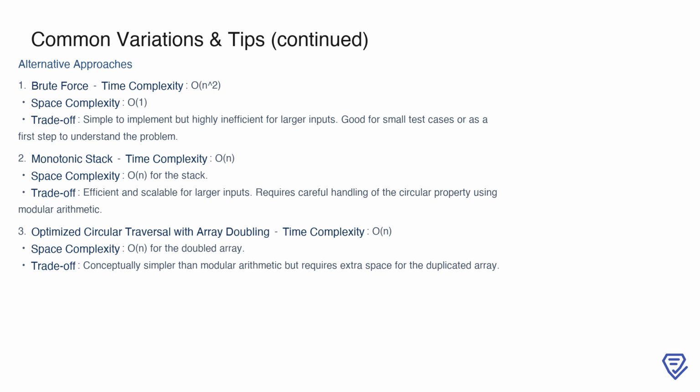This method is scalable and ideal for larger inputs, but it requires careful handling of the circular array using modular arithmetic. An alternative is the optimized circular traversal with array doubling. Here, you conceptually simplify the circular property by creating a duplicated array, which avoids modular arithmetic but requires extra space. This approach also runs in O(n) time but comes with an additional memory cost. Understanding these trade-offs will help you choose the most appropriate solution based on the constraints and requirements of the problem.